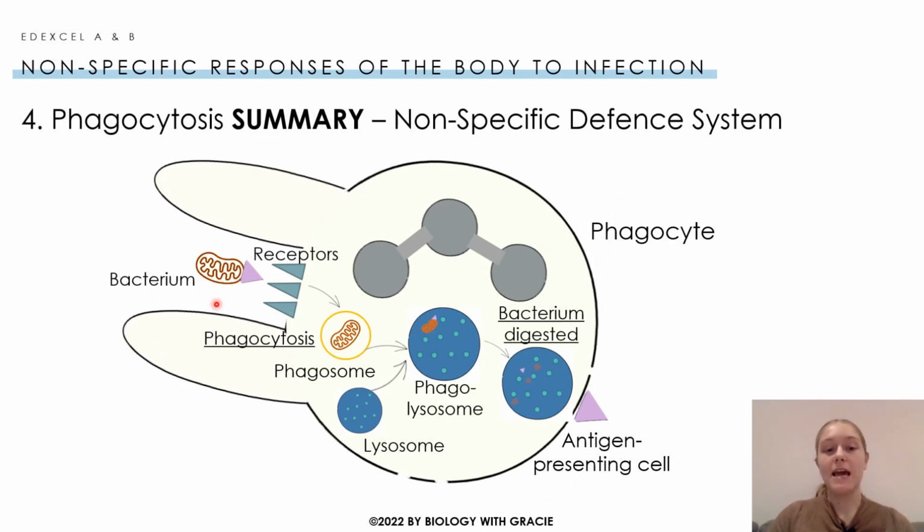So this is essentially a summary of phagocytosis and the non-specific defense system. So you can see here we've got the bacterium, the pathogen with the antigen on, being picked up by the receptors of the macrophage. We've then got phagocytosis occurring here with the formation of the phagosome surrounding the bacterium. And then we've got the phagolysosome, when the phagosome and the lysosome fuse, and then you've got the bacterium being digested by that lysozyme enzyme. And then finally, the phagocyte becomes an antigen-presenting cell.